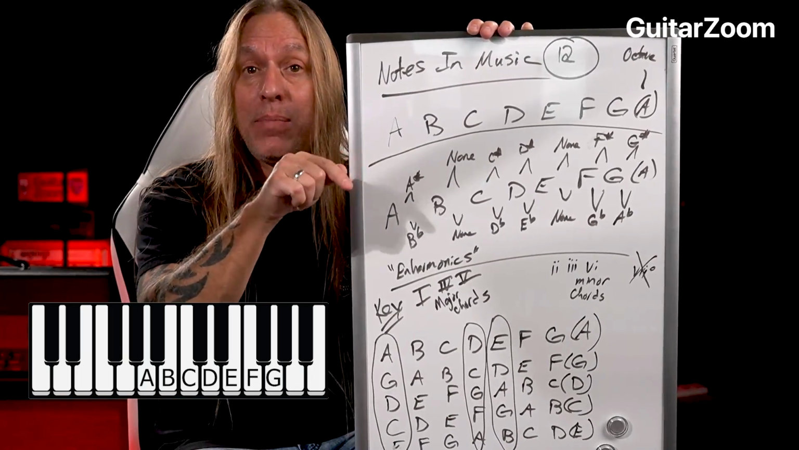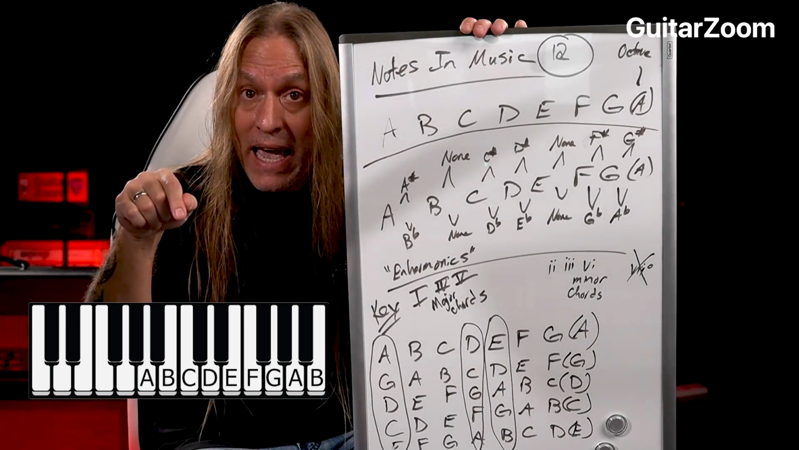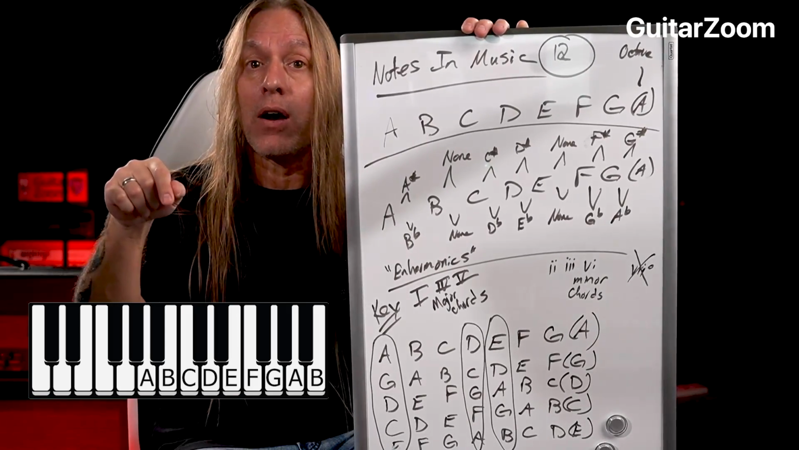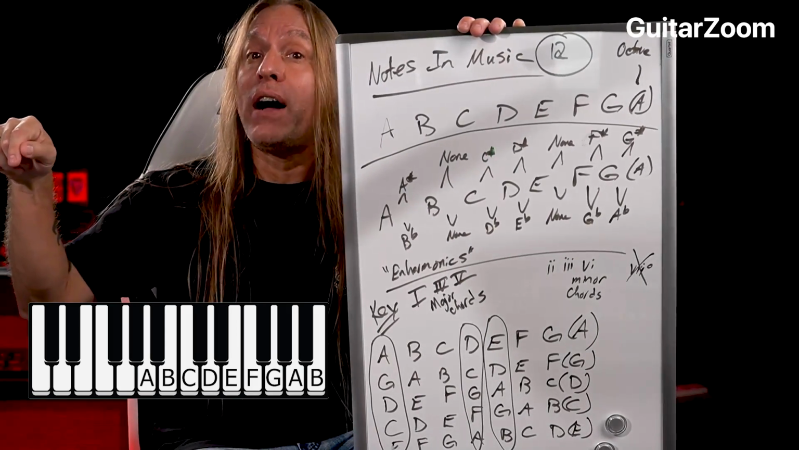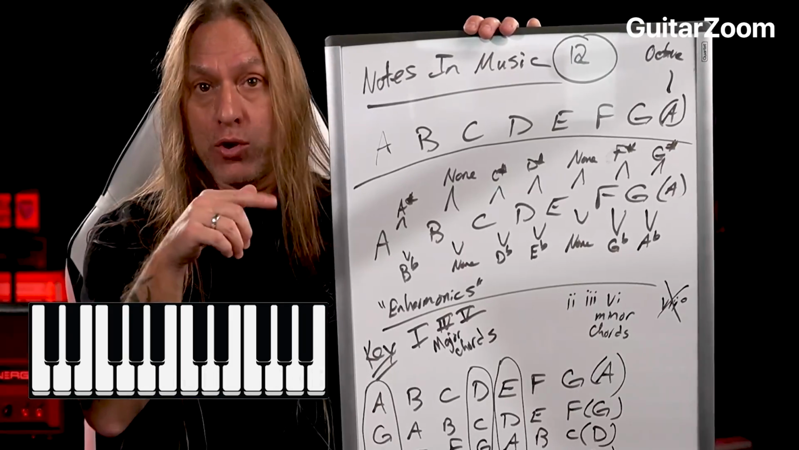Okay, so A, B, C, D, E, F, G on the piano, and then the next white key would be A all over again, one octave higher. A, B, C, D, E, F, G, one octave higher, and so on across the piano keyboard. Those are the white keys.